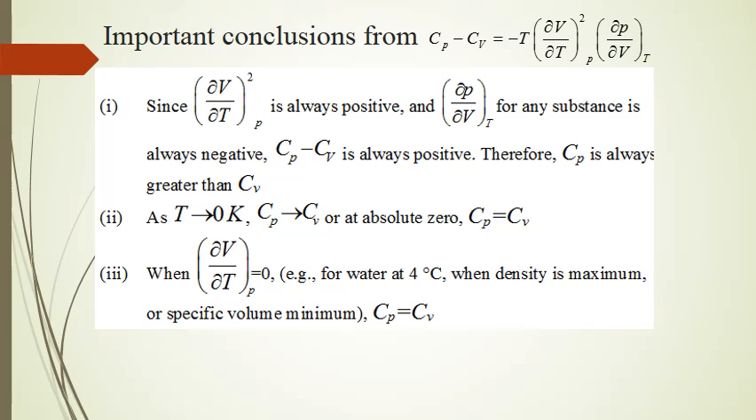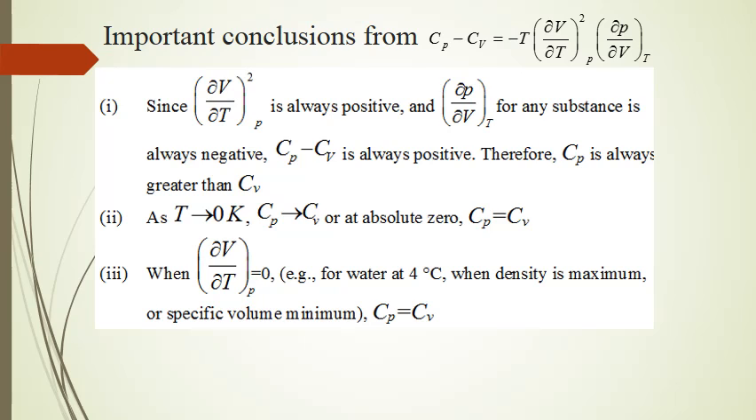Now we will derive some important conclusions from the equation that we have derived just now, that is Cp minus Cv is equal to minus T into (del V upon del T)² when P is constant, into del P upon del V when temperature is constant. Since (del V upon del T)² when P is constant is always positive because it is the square of a quantity, it will always be positive.